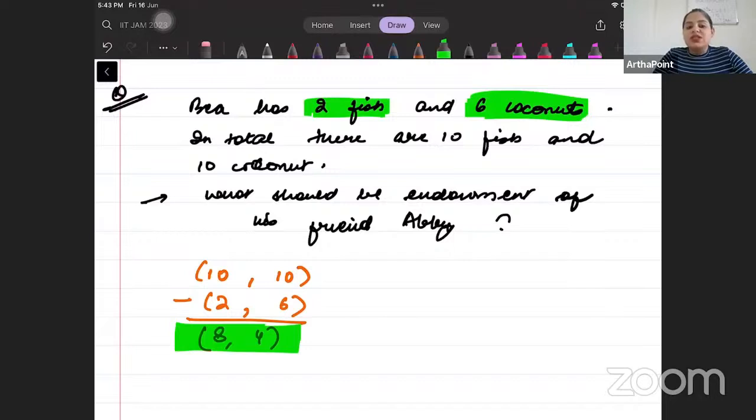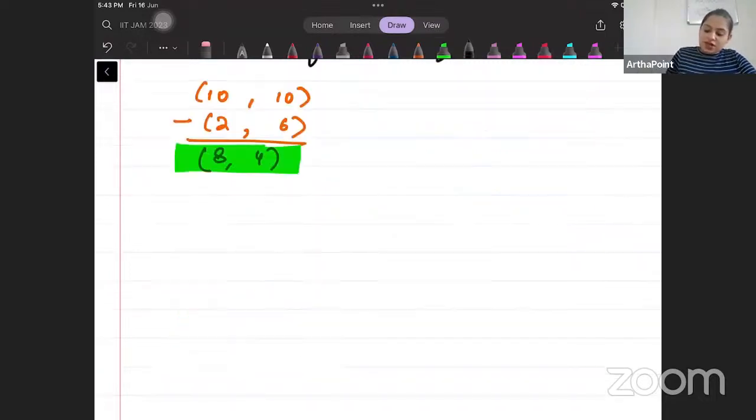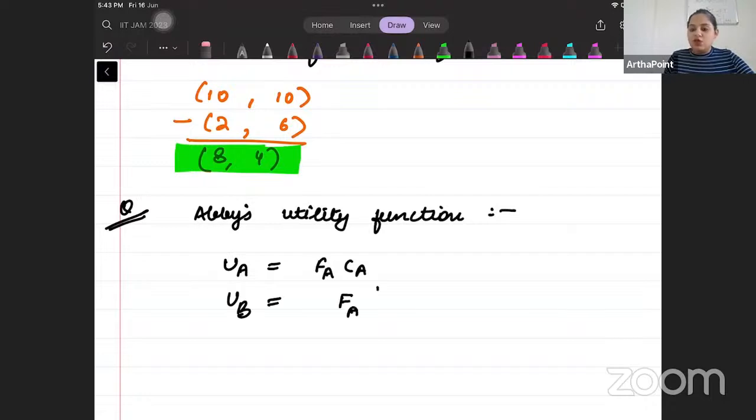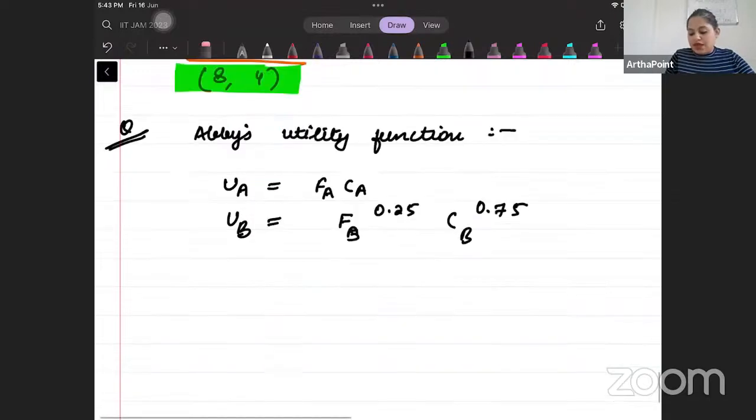Now, let us move one step ahead and introduce the Edgeworth box concept in it, right? Now, further, I am telling you that AB's utility function is given to you as UA is equal to FA CA. And the second utility function, B's utility function, is FB to the power 0.25 and CB to the power 0.75.